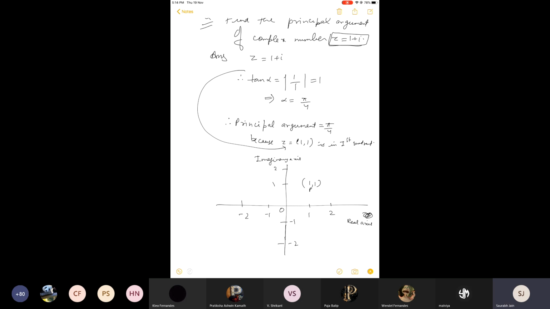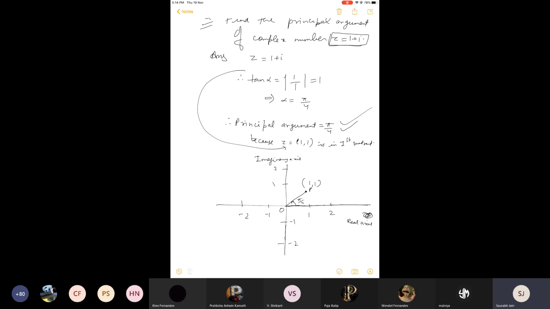Now, you know what you have calculated. What is this principal argument pi by 4? You know what is the meaning of this? When you join P to origin, then the angle which this OP makes with positive real axis is pi by 4. You have calculated this. And always remember, principal argument is between minus pi to pi. So you will always get this answer between minus pi to pi when you follow this working principle.